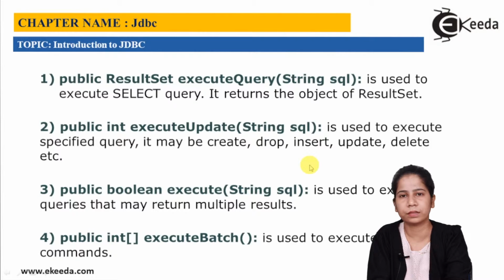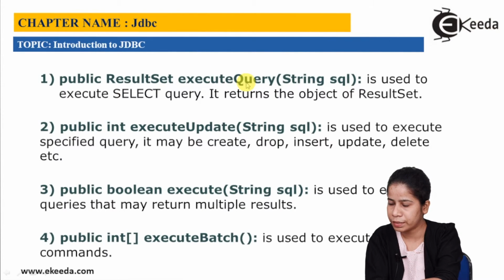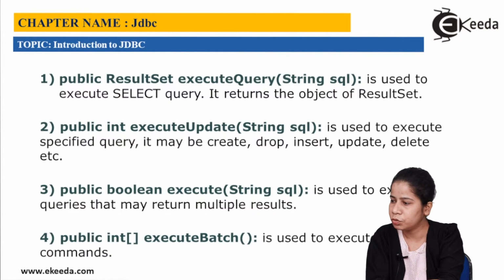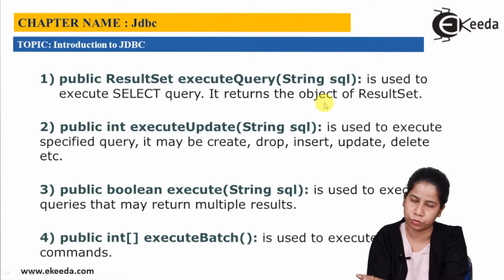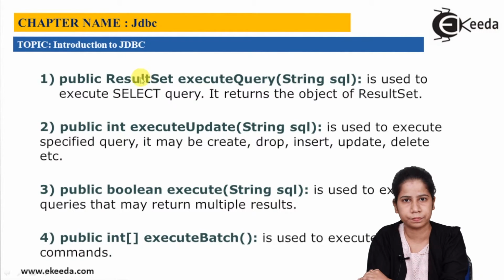So what are the methods of Statement? The Statement interface has given me a few methods. First is executeQuery. It takes a String SQL, that is, the SQL statement you have to pass as an argument. It is used to execute a select query and it returns a ResultSet to you. Basically its return type is always ResultSet.